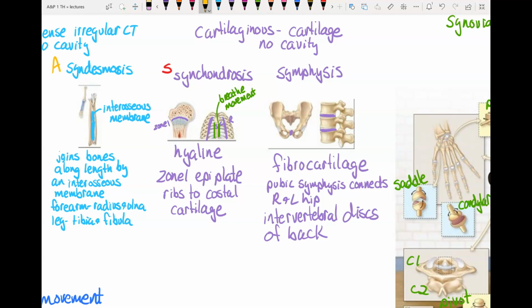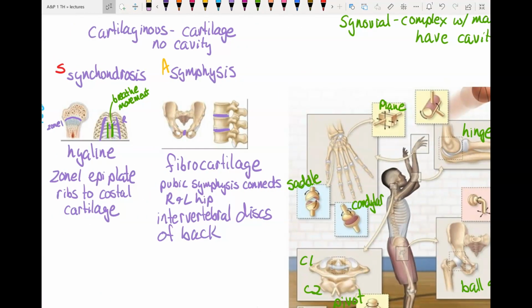Symphysis is an amphiarthrosis. There's a little bit of movement. So think about your back, right? You can bend your back quite a bit. You have a lot of movement there, but that's because you have multiple intervertebral discs. Each one moves a little bit, and the combination of them allows you to move your back a lot. And the hips do have a little bit of give, and that's important in childbirth to have that little bit of movement in the hips.